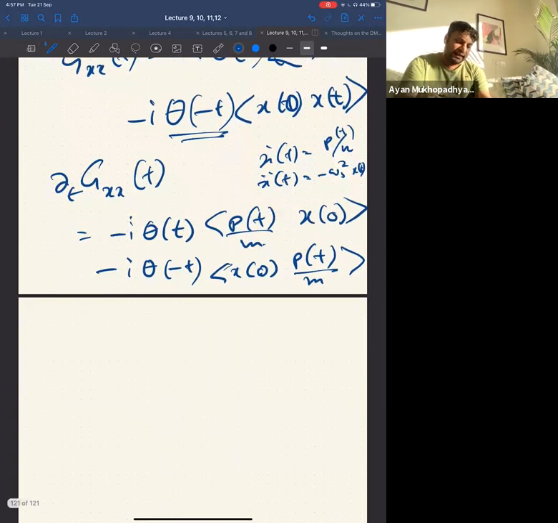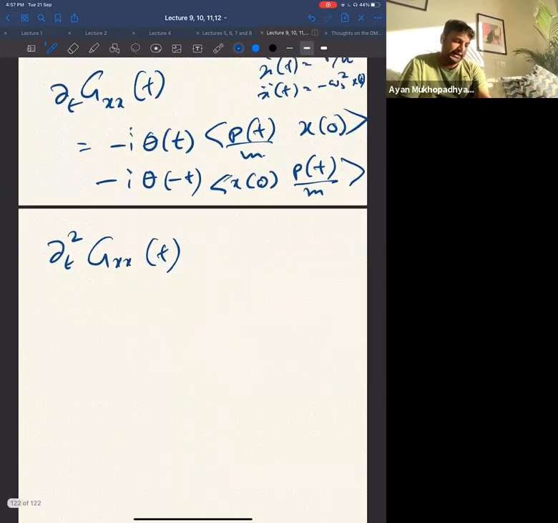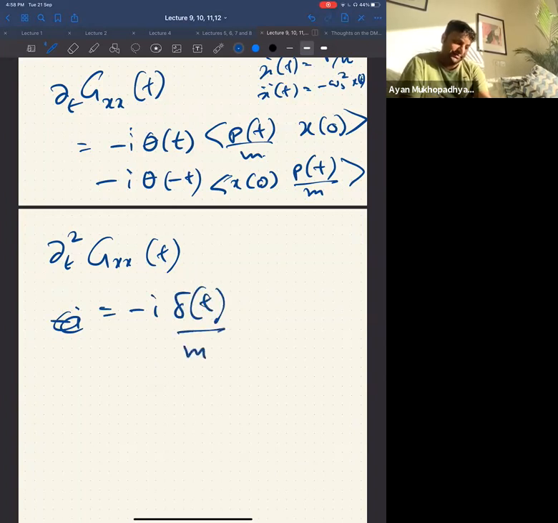So now let me take a derivative again of this thing. What should be del t squared G_xx(t)? Again, I can take the derivative of the theta first. If I take a derivative of the theta, here I will get delta and here minus delta. So I get minus i delta t, and then a 1 over m and a commutator of p_t with x_0. Why? Because here I get delta t and here I get minus delta t, so I could take a minus sign.